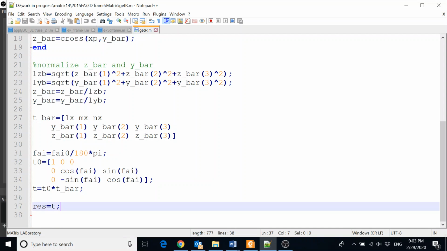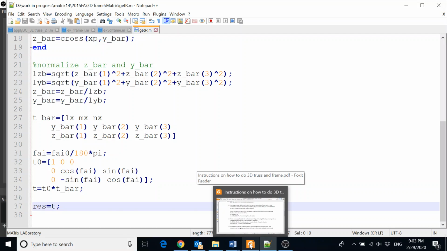Let's try to program that. And then once you get R, you get T by having 4 R's together. Then you can use that T to transform your EK local into EK global.